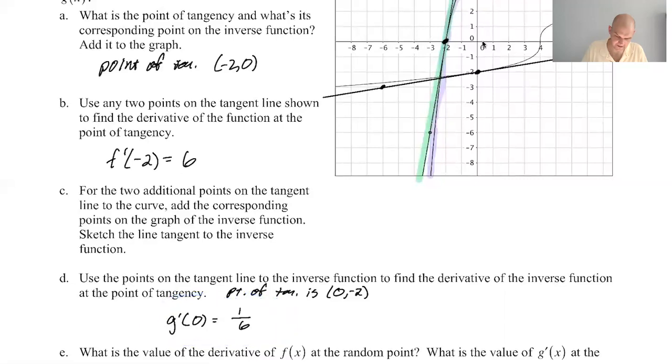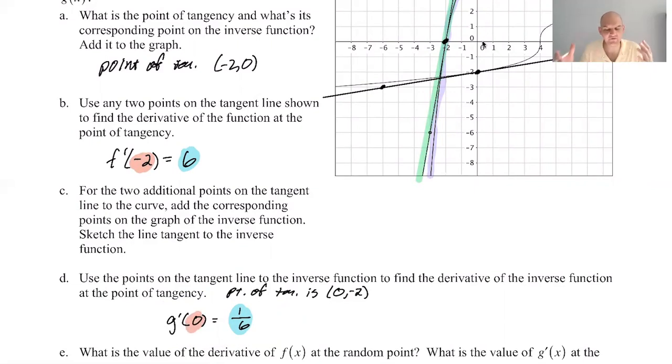So here we got, let's highlight. We got 6 here, 1/6 here, and the point switched too. This was at -2. This is at 0. So the point switches because x and y switch.